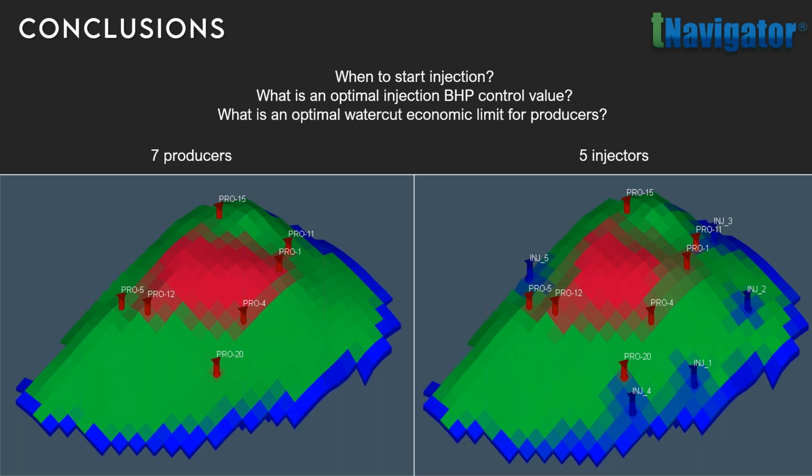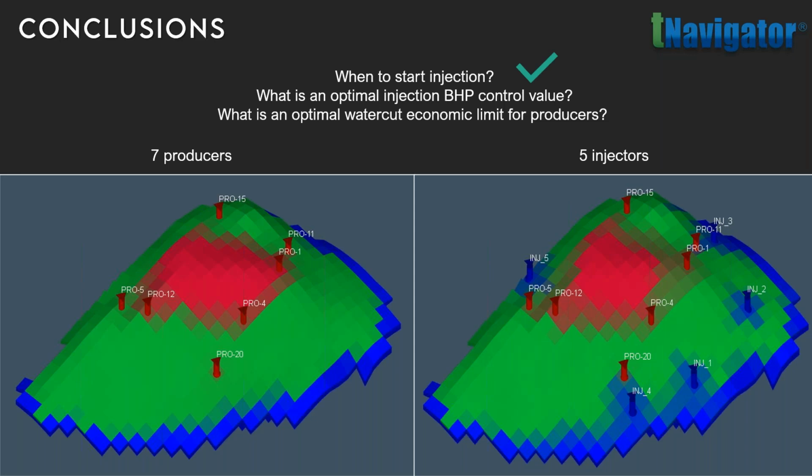Python was very handy in this case. Without really going too much into coding, we used Python as a connector between tNavigator and Microsoft Excel. And just to remind you that in this specific example, we used the test case with 7 producers and 5 injectors, and we were answering some specific questions. When to start the injection to give us the highest value of economic investment return. So we answered that one.